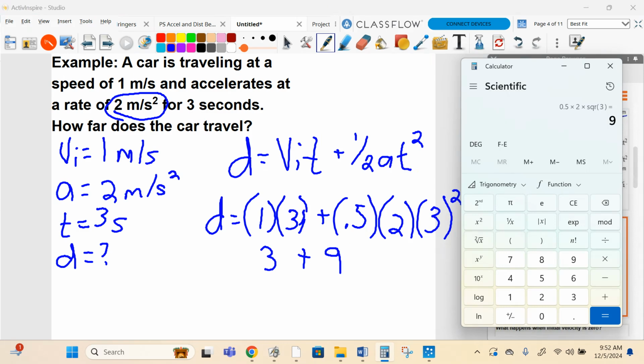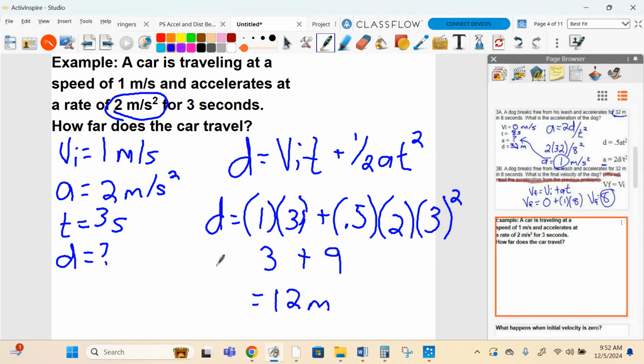Now, instead of putting times in between, I can also put parentheses. 0.5, another parenthesis, 2, another parenthesis, 3 squared equals. And again, that's going to give me 9. It gives me the same thing. Then I just need to add those two together. My total distance then is 12 meters. So even though we might have an initial velocity, all we have to do is take the initial velocity and multiply by the time. It's just one little extra step.